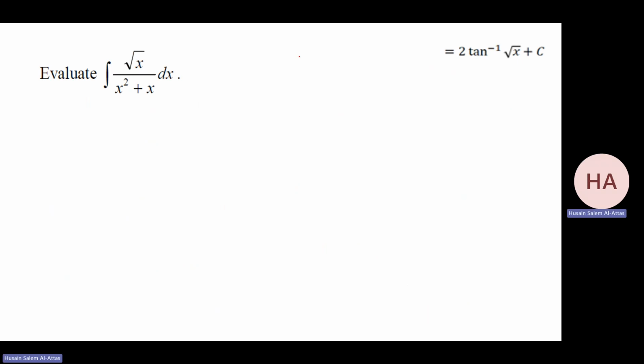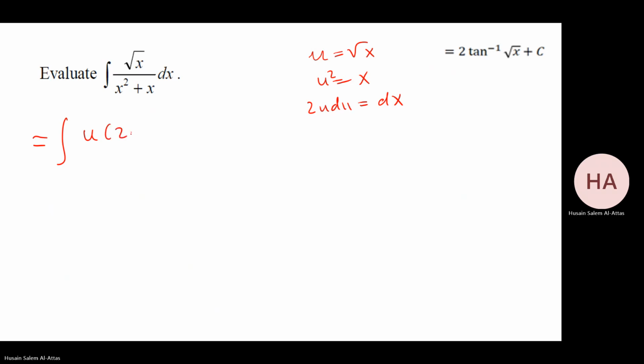Same trick. I let u equal square root of x, u squared equal x. So you have 2u du will be dx. So I have the dx, I have everything. So I have u, 2u du, over what? That will be the strange thing. x squared is u to the power 4. And x is u squared. See what will happen.